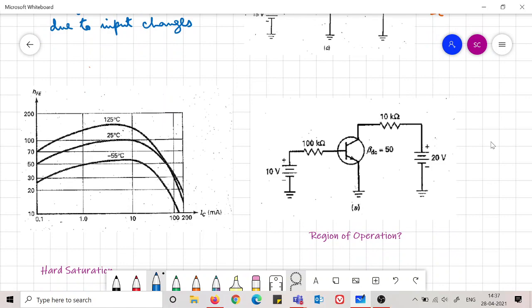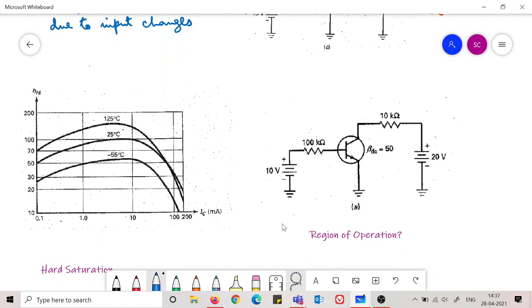Now suppose you are given a circuit. How do we know which operation it is performing? I will give you this circuit, and I will ask you to tell me whether the transistor is acting as an amplifier or it is acting as a switch. So this you have to ascertain. Whether it is in the active region, the saturation region, or the cutoff region, these three regions are possible. So you have to ascertain which region it is working in.